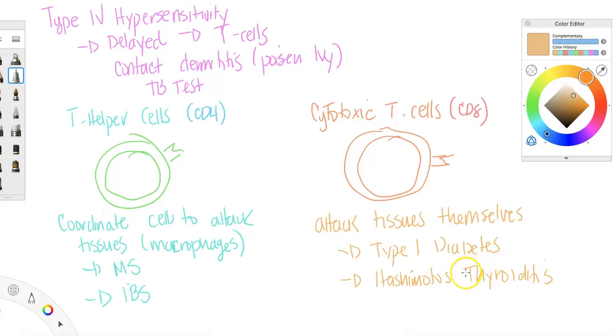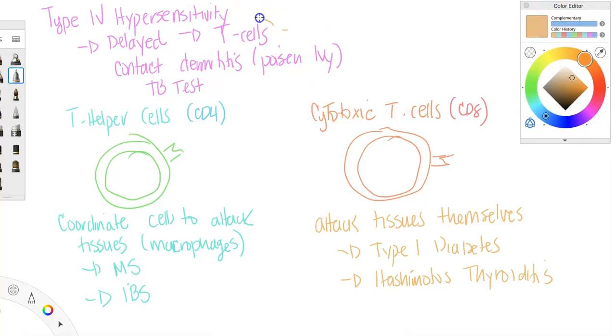All right, that's about it. Again, this is more of a delayed hypersensitivity result here. And again, it is the only one of the 4 that deals with T cells. All the other 3 have something to do with antibodies.